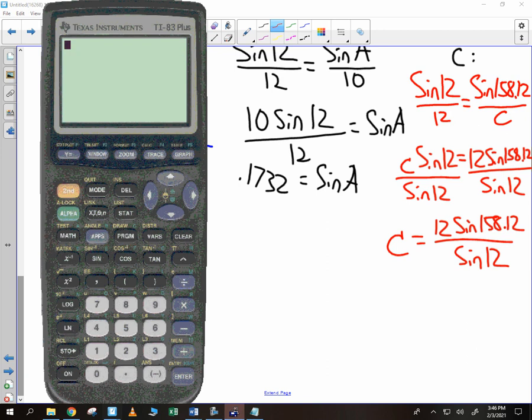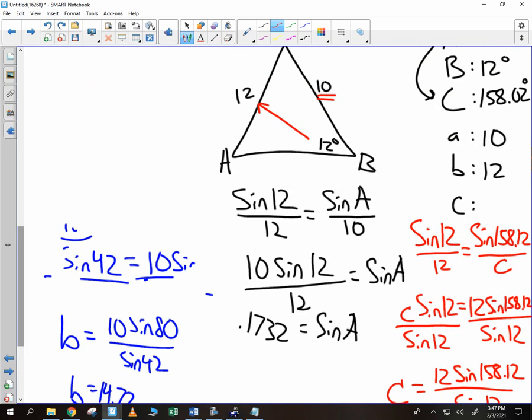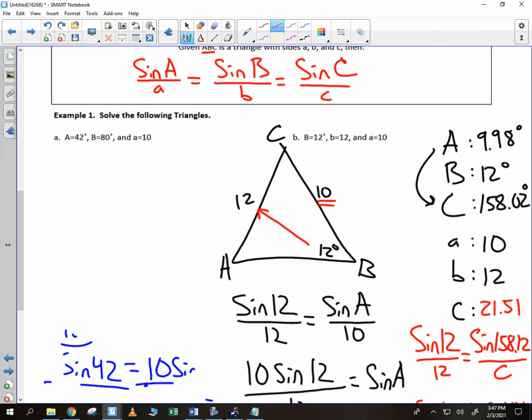Take out my calculator. 12 sine 158.12 divided by sine of 12. Press enter. 21.51. Note that is the biggest side. It should correspond with the biggest angle, as it does. And the smallest angle corresponds with the smallest side. It's a good indication that we are right.